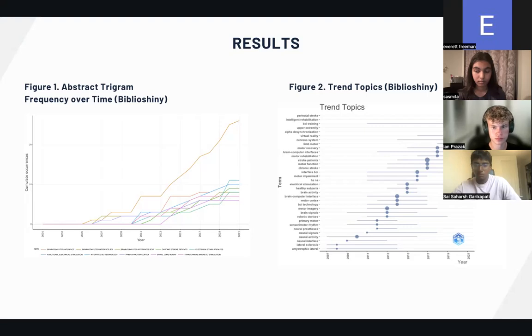Figure 2 measures trend topics over time across all top 100 most cited articles. You can view some trend topics which have had high frequency over multiple years, such as BCI training, electrical stimulation, motor rehab, neuroactivity.